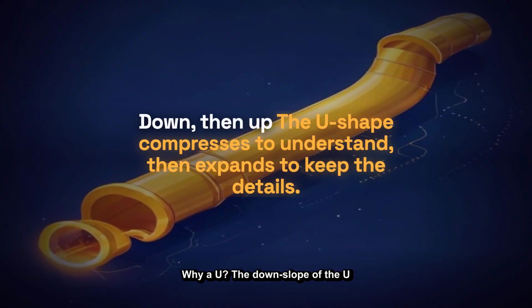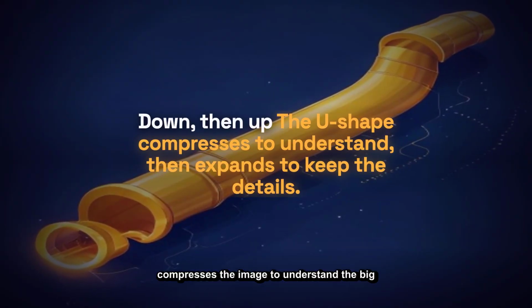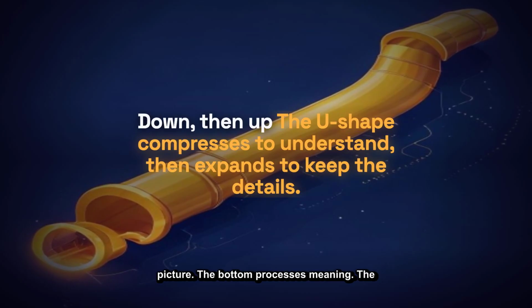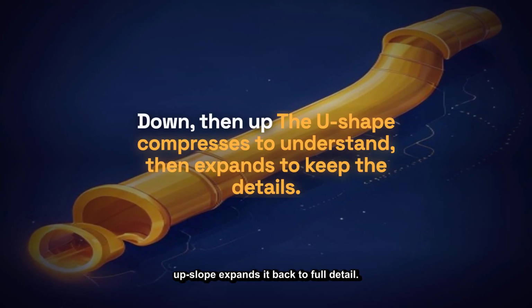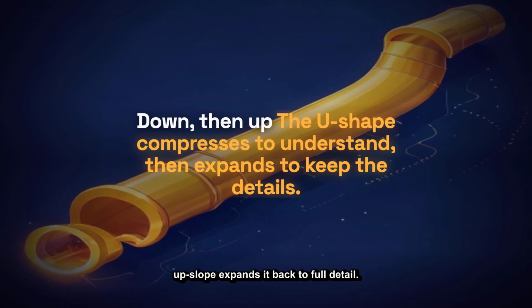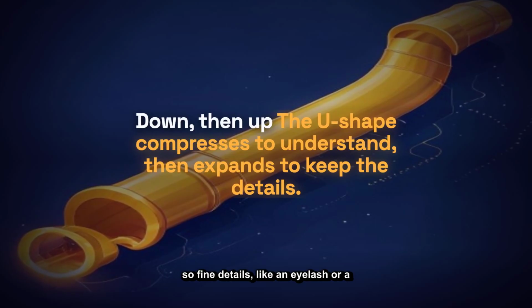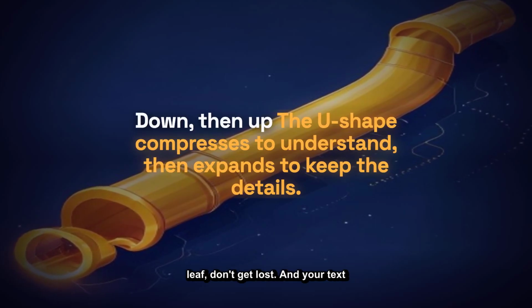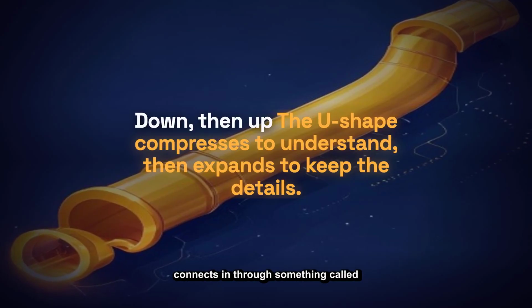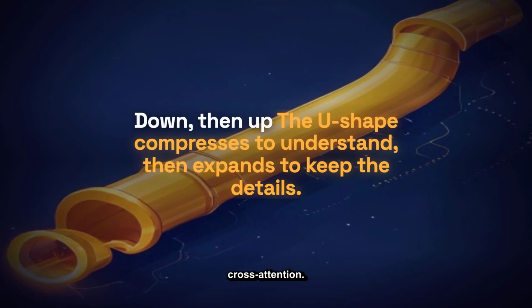Why a U? The downslope of the U compresses the image to understand the big picture. The bottom processes meaning. The upslope expands it back to full detail. Special skip connections jump across the U so fine details, like an eyelash or a leaf, don't get lost. And your text connects in through something called cross-attention.